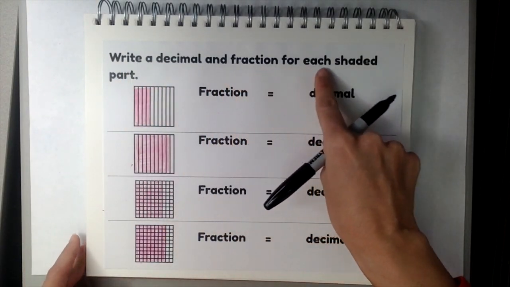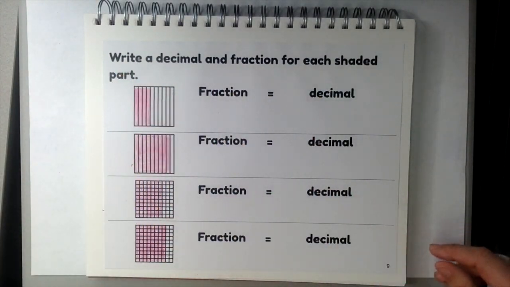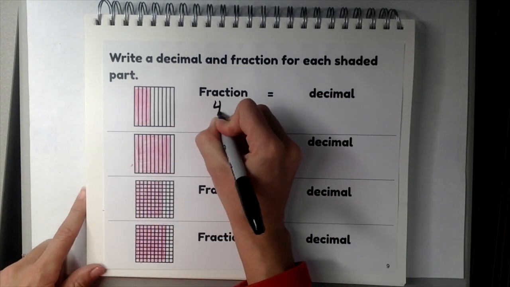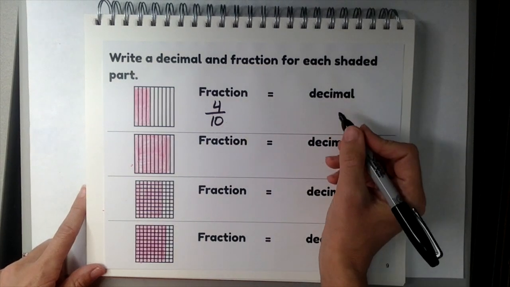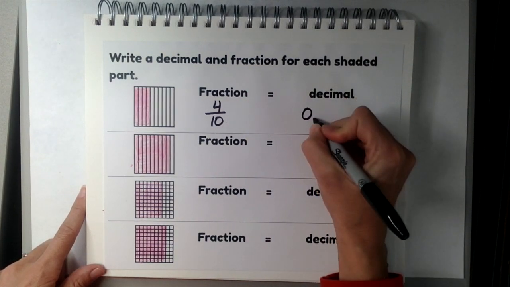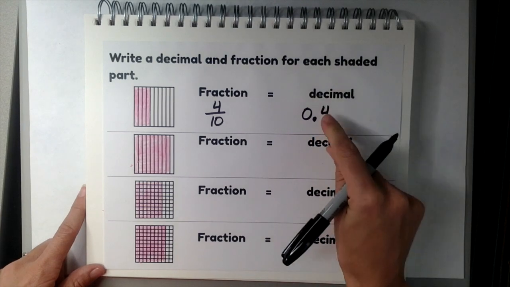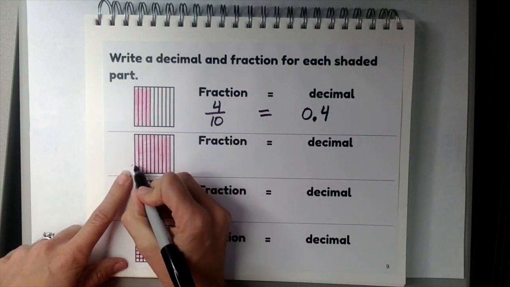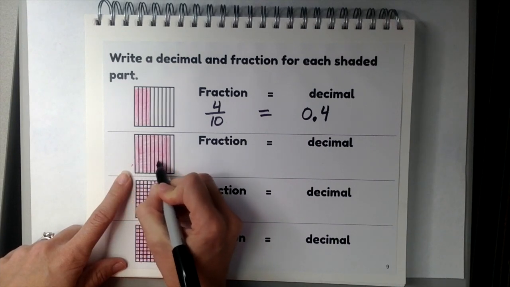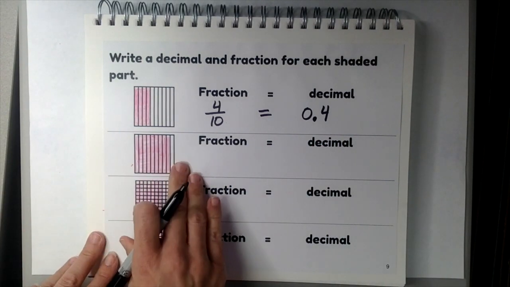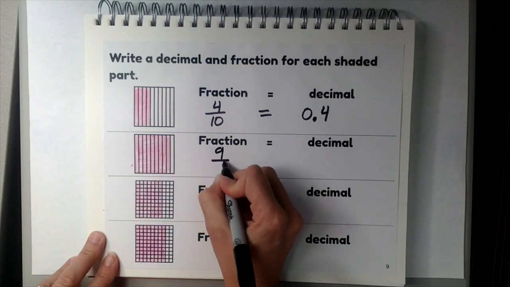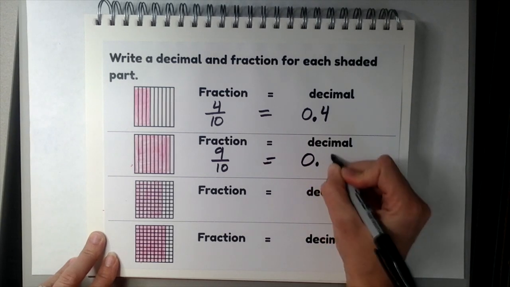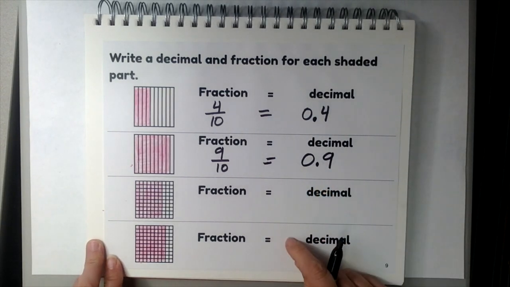Write a decimal and fraction for each shaded part. So we're just doing what we just did before. So we have 4 out of 10, so 4 tenths equals, we think of that 0, and then the tenths place, and then the hundredths place. So these are equal, let's add our equal sign. Okay, look here, 1, 2, 3, 4, 5, 6, 7, 8, 9. Yes, I could have done it that way, or I could just go, oh, all but one is, so that's 9 out of 10 equals, same thing, 0.9, or we say 9 tenths.